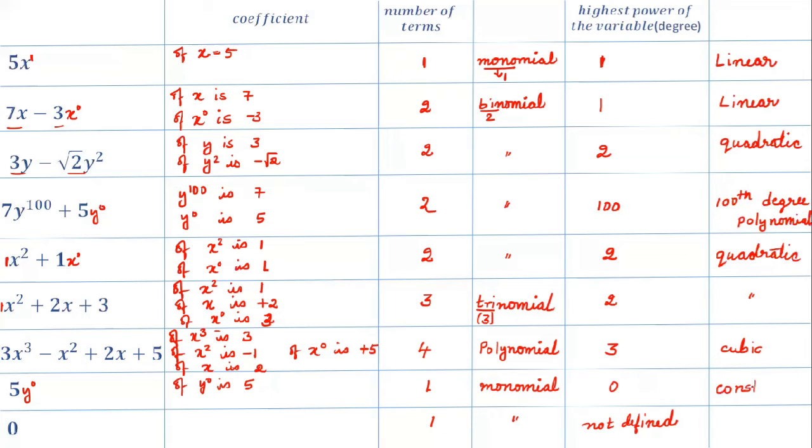Polynomial with degree 0 is called constant polynomial. Remember, polynomial with degree 0 is called constant polynomial. Constant numbers are called constant polynomials. 0 is called zero polynomial. Linear, quadratic, cubic, constant and zero polynomial.